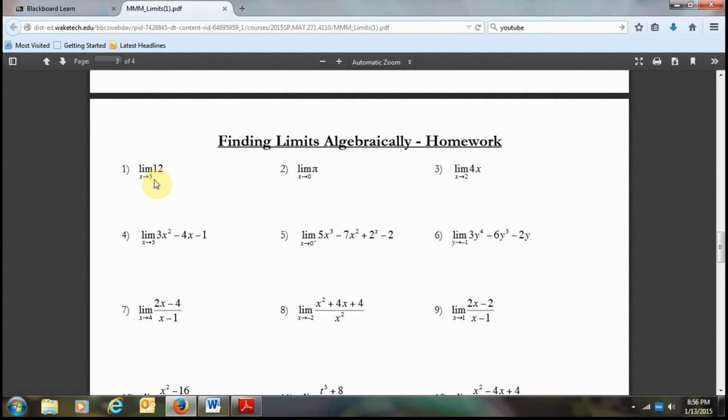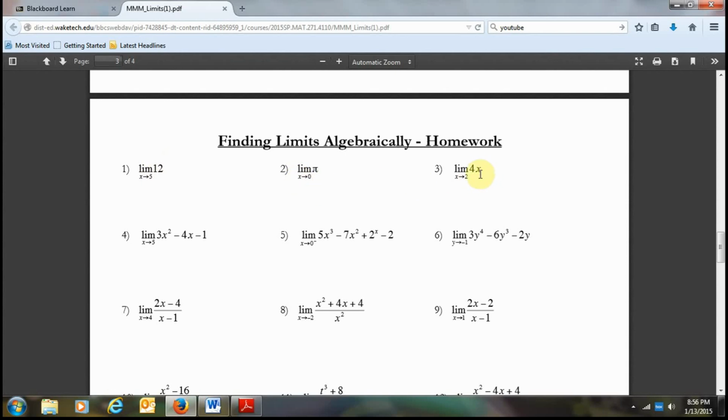Well, there's nothing to plug the 5 into. But this is the function y equals 12. Picture that. That's a horizontal line at y equals 12. It goes straight across. And if I plug 5 in there, I'm going to get a value of 12. So the answer is 12. Nothing really yet for me to calculate with that. Every value on this function is 12. Same kind of idea for number 2.